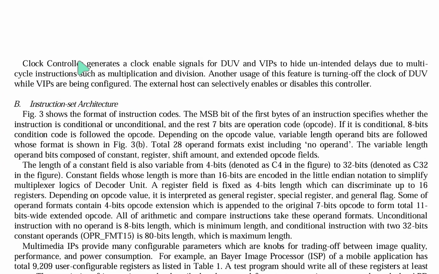So the clock controller generates a clock-enable signal for DUV and VIPs to hide unintended delays due to multi-cycle instructions, such as multiplication and division. Another usage of this feature is turning off the clock of the DUV while VIPs are being configured. The external host can selectively enable or disable this control.